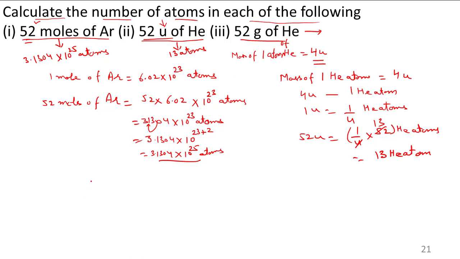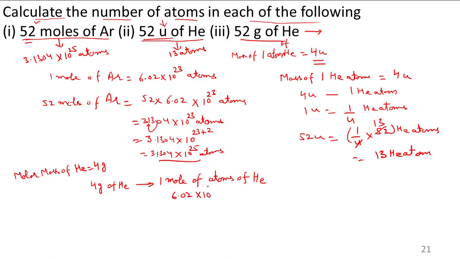Now 52 gram of helium. We have 4 gram as the molar mass of helium. So I will write, molar mass of helium is 4 gram. That means 4 gram of helium contains 1 mole of atoms. 1 mole means 6.02 into 10 raised to the power 23 helium atoms. Now we have to calculate in 52 gram.